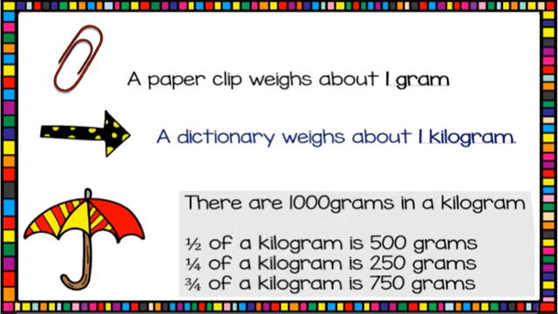A paper clip weighs about 1 gram. A dictionary weighs about 1 kilogram. There are 1000 grams in a kilogram.